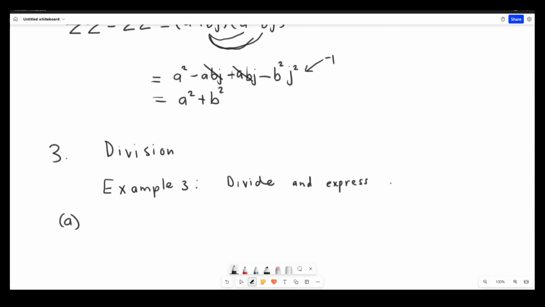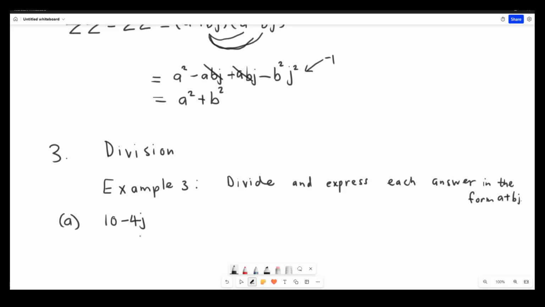Divide and express each answer in the form a plus bj. So whatever you have, when you have a fraction, as we will encounter now, you must write that answer in the form a plus bj, the rectangular Cartesian form. So their first question was, write this in the form a plus bj.